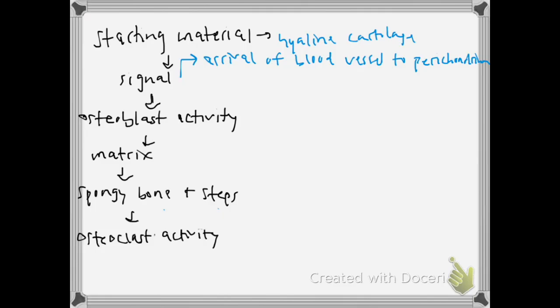We talked about long bone anatomy. This arrival of the blood vessel to the perichondrium is happening in the middle of the diaphysis of this long bone. This blood is going to cause osteoblast activity. Before we talked about the center of ossification with an accumulation of osteoblasts, but these are going to accumulate a little bit differently. Now our osteoblasts are going to form in a ring around the diaphysis called a bone collar.